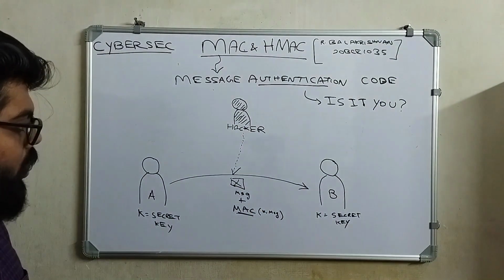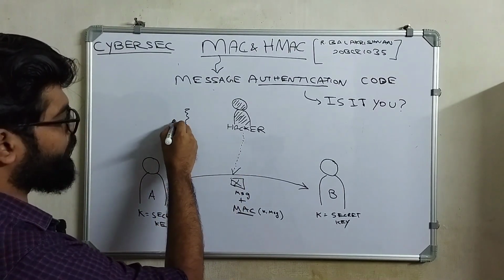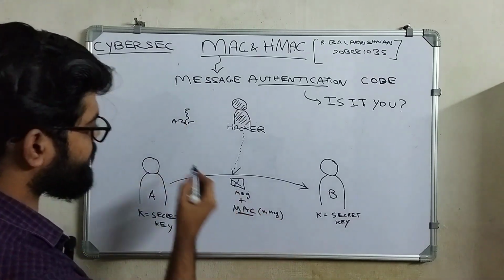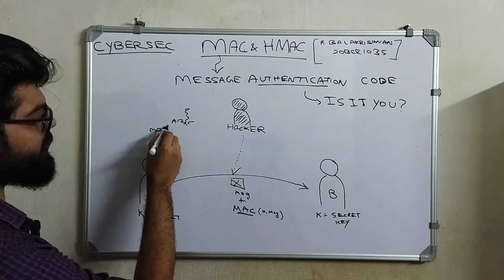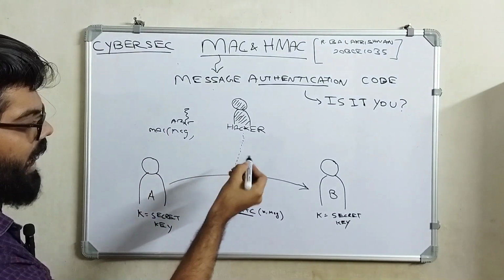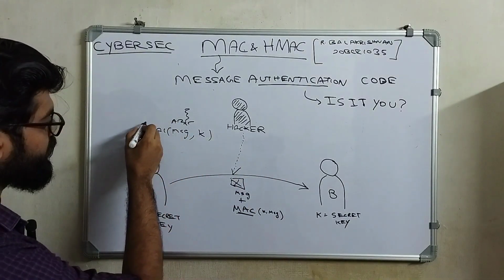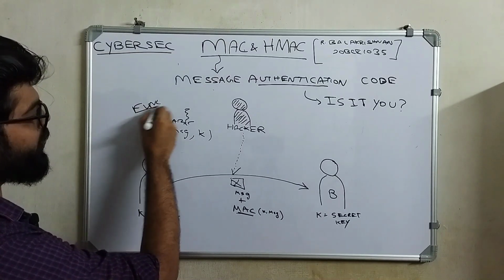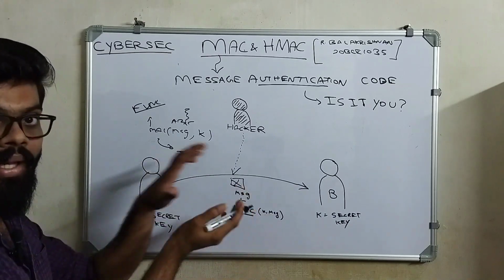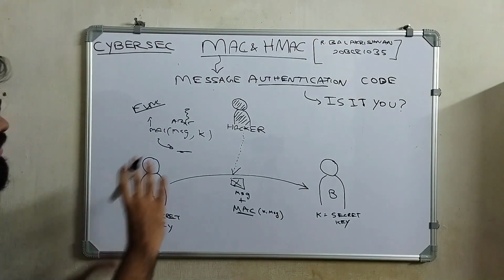So let us see. There is some message, say A, B, C. We will be finding the MAC. MAC is nothing but a function. Just assume it as a function in which the message is given as a parameter, as well as the secret key. These two things are given as parameters to this function, and it returns a value. That is the HMAC value, which is appended to the message and then sent to the receiver. So this is how it works.